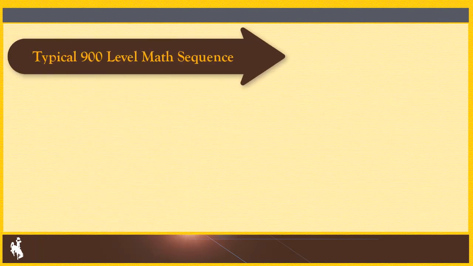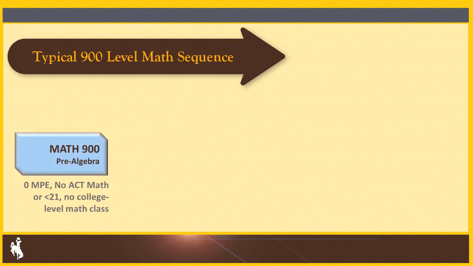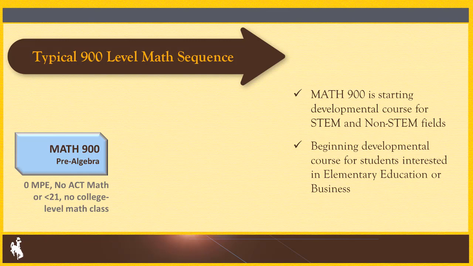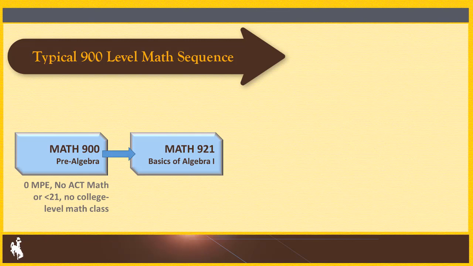Let's fill in our chart by looking more closely at the 900 level math sequence. Students who have a 0 MPE, no ACT math score or a score below 21, and those who have not completed any college level math classes are placed into Math 900 pre-algebra. This is the starting course regardless of whether or not the student wishes to pursue a STEM or non-STEM field. It is also the very beginning course for a student interested in elementary education or business. The next developmental math class, Math 921, Basics of Algebra 1, is the course for students in any math track who have a 1 MPE or who have completed Math 900 with a C or better.